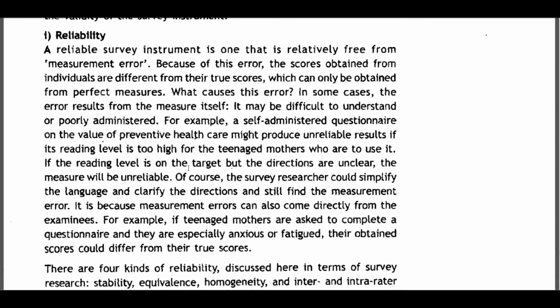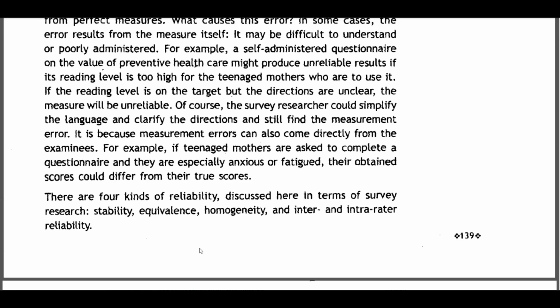If the reading level is on target but the directions are unclear, the measure will be unreliable. Of course, the survey researchers could simply simplify the language and clarify the directions and still find measurement error. It is because measurement errors can also come directly from the examinees. For example, if teenage mothers are asked to complete questionnaires and they are especially anxious and fatigued, the obtained scores would differ from their true scores.